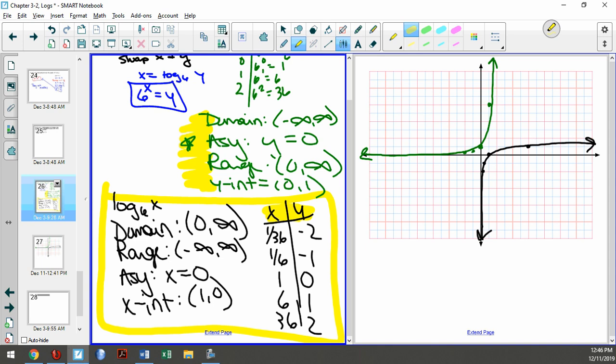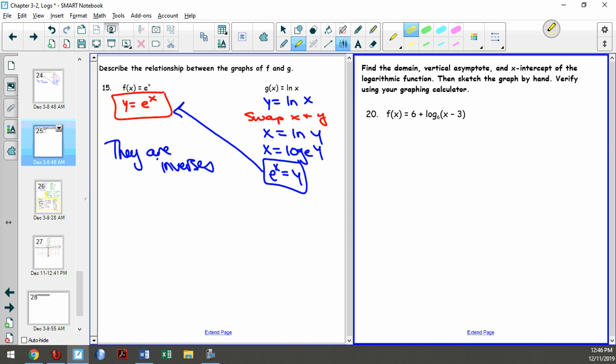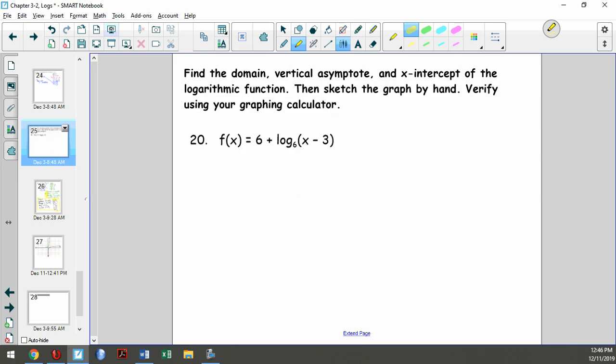Okay, so that is number 16. Now, I did number 16 first because number 20 goes right into it. Why do I say 20 goes right into it? This is just going to be an up, down, left, right, stretch, compress concept, isn't it?